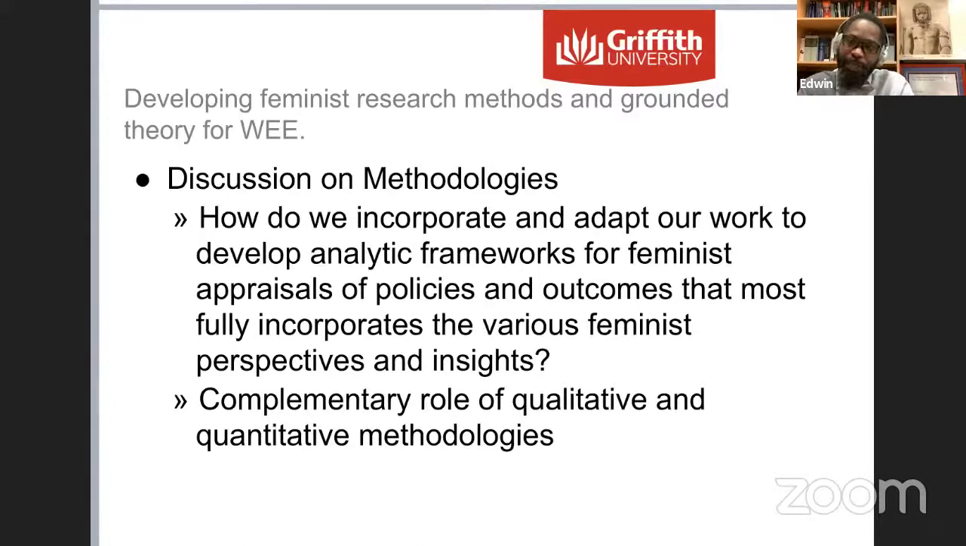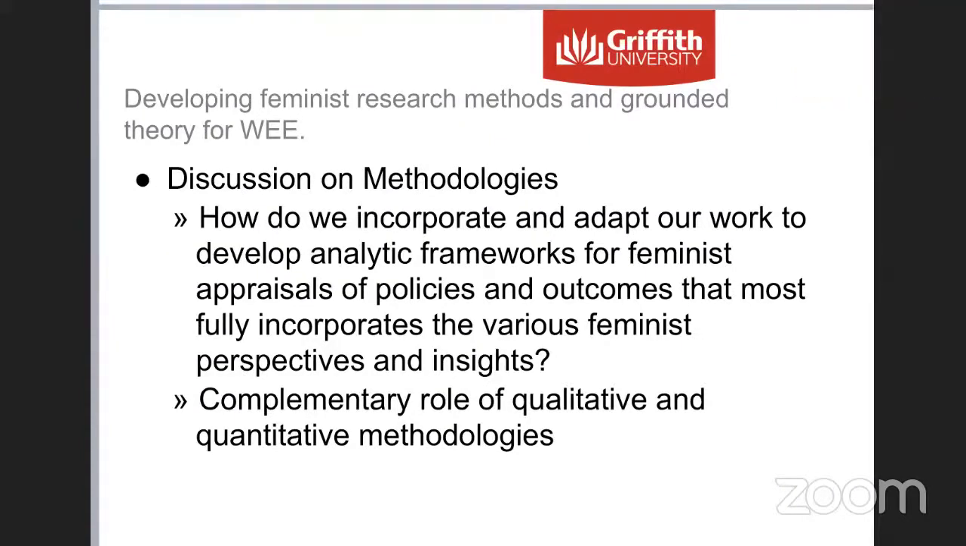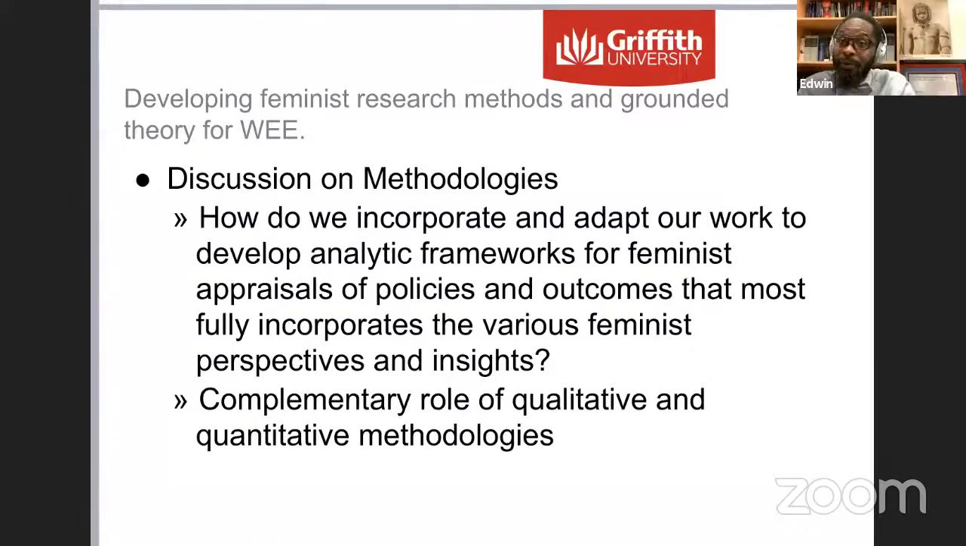So how do we incorporate and adapt our work to develop analytic frameworks for feminist appraisals of policies and outcomes that most fully incorporate the various feminist perspectives and insights? This is a massive challenge for us, a mountain to climb, but hopefully it will be rewarding, empowering, effective, and will make a difference to the lives of women.